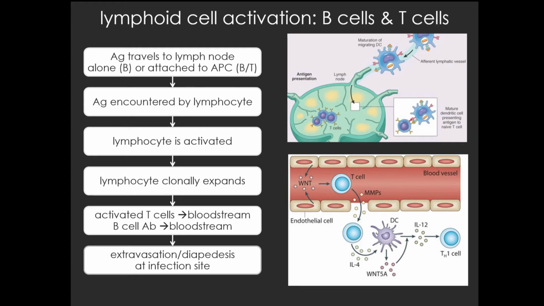It's been activated. Upon activation, it undergoes something called clonal expansion, which we're going to talk about in a minute. And once clonal expansion happens, that allows the immune system to mount that particular specific response. And that response will happen either because that activated T cell will leave the lymphatic system and go into the bloodstream and travel to the site of infection, or a B cell, which stays in the lymph node, will secrete antibody, which will move into the bloodstream and go out to the tissue space.